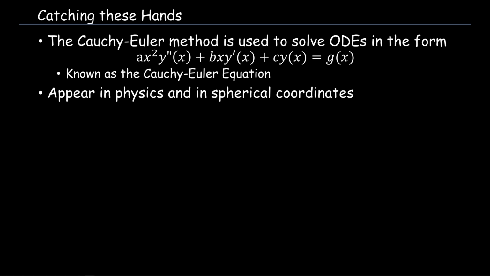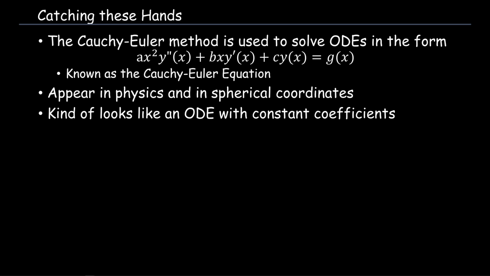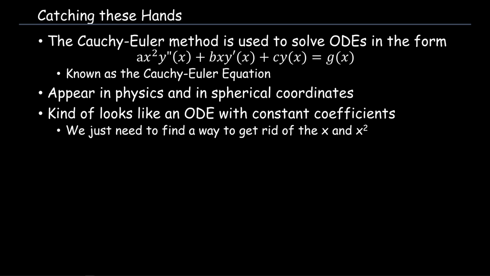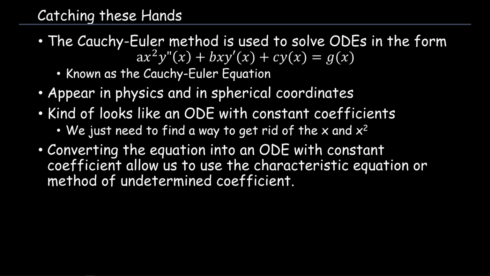If you look at it and squint your eyes a little bit, tilt your head a little bit to the right, this kind of looks like an ODE with constant coefficients. The only thing is that we have an x squared and x in the equation, so we need to find a way to get rid of the x and x squared. If we're able to get rid of those x's, then we can use the characteristic equation or the method of undetermined coefficients, because converting the equation to an ODE with constant coefficients allows us to use them. And how do we convert this equation? Well, you get rid of the x and the x squared. So how do we do that?